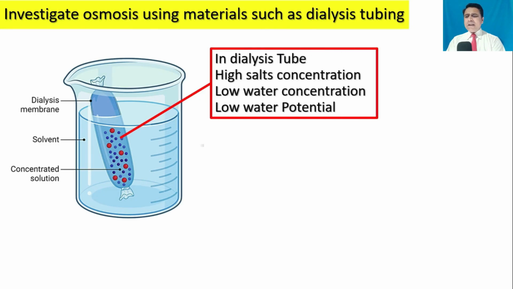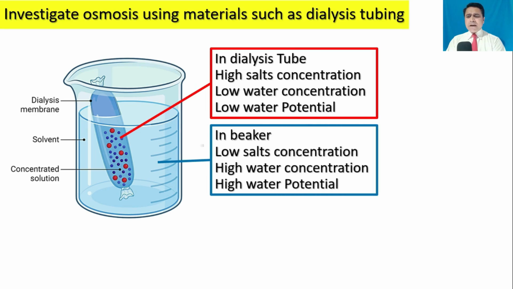This is the dialysis tube. It contains a high salt concentration, low water concentration, and low water potential inside the dialysis tube. In the beaker, there is a low salt concentration, high water concentration, and high water potential.